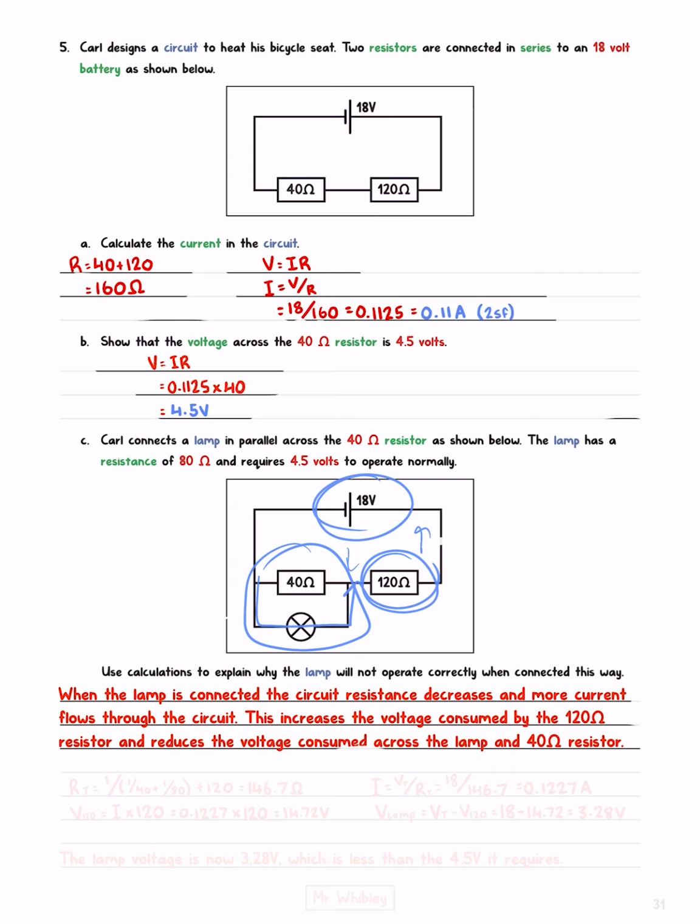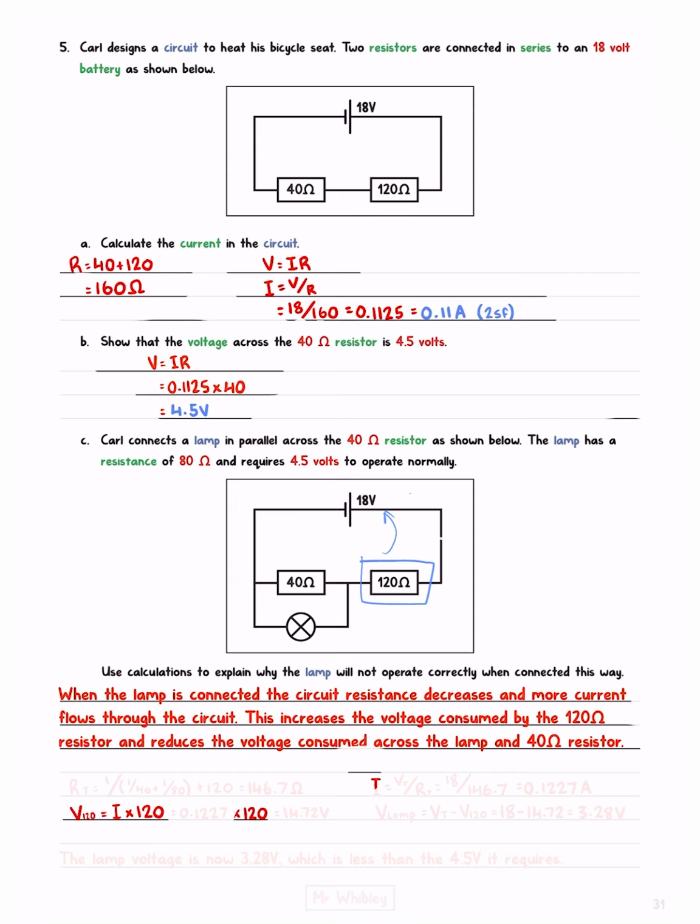And now to use calculations to back up our statement, we know that the lamp requires 4.5 volts, so we just need to calculate the voltage across it. To do this, we can find the voltage across our 120 ohm resistor and then subtract it from our 18 volts. Our voltage across this resistor is just going to be the circuit current times its resistance of 120, since V equals IR. And while we know the 120, we don't know the circuit current.